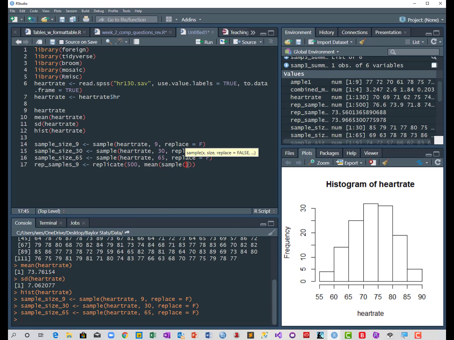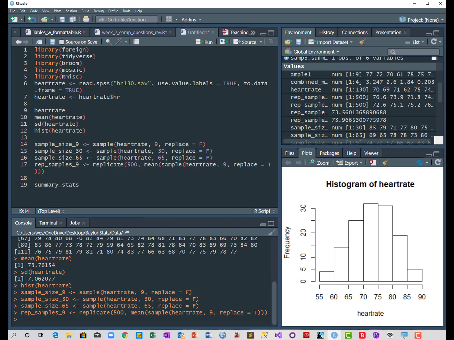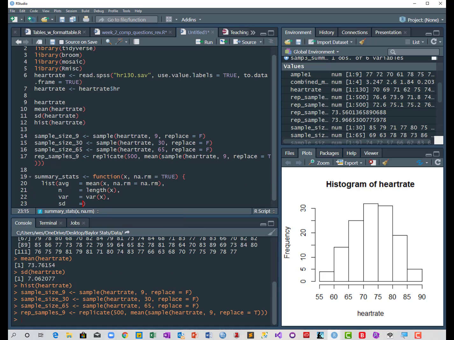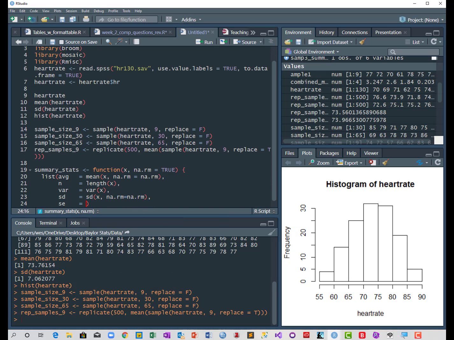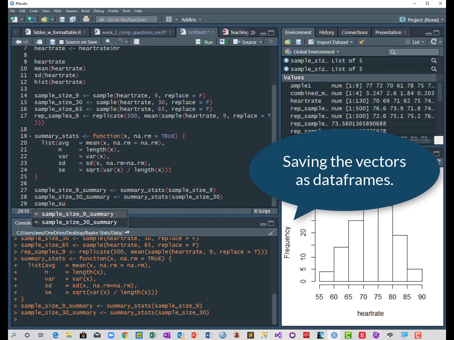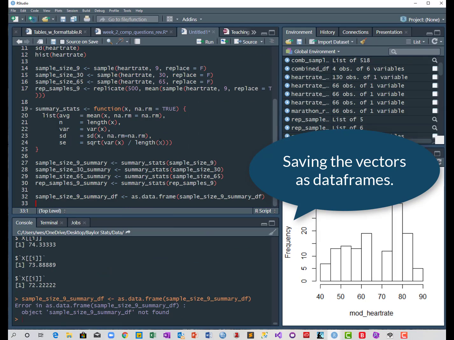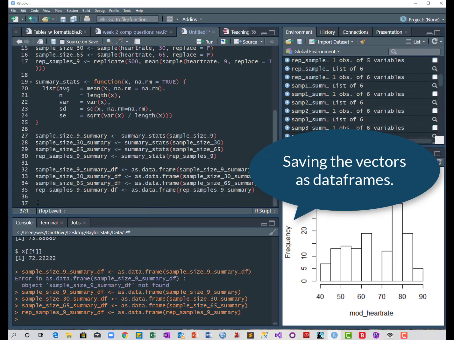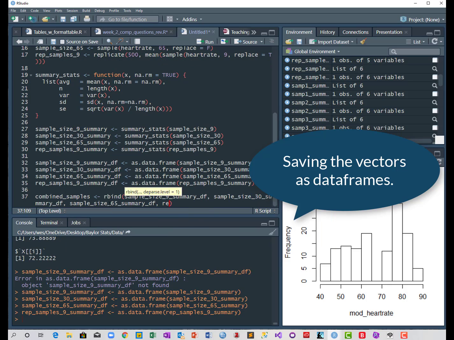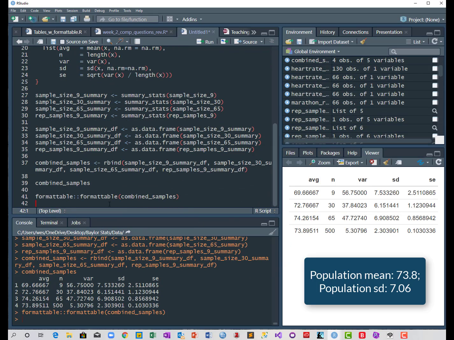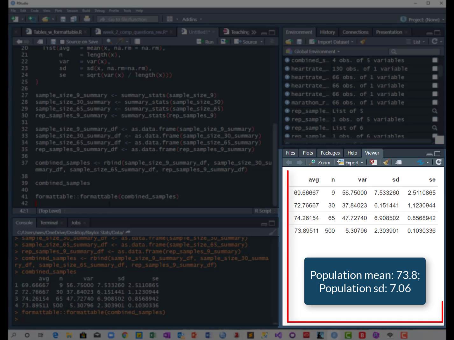we took 500 samples of size 9 and averaged their means. Then we create a function that will give us descriptive statistics for each of these samples. When we compare these samples, a few things stand out. As the sample size increases, the means get closer to the population mean, and the standard error and the margin of error decrease, which means our estimates become more precise.